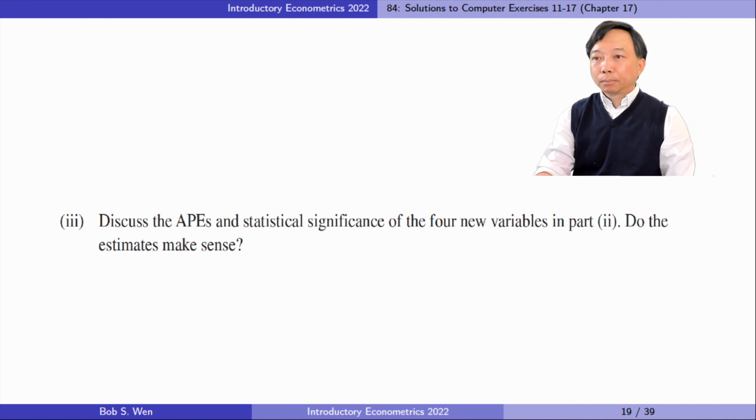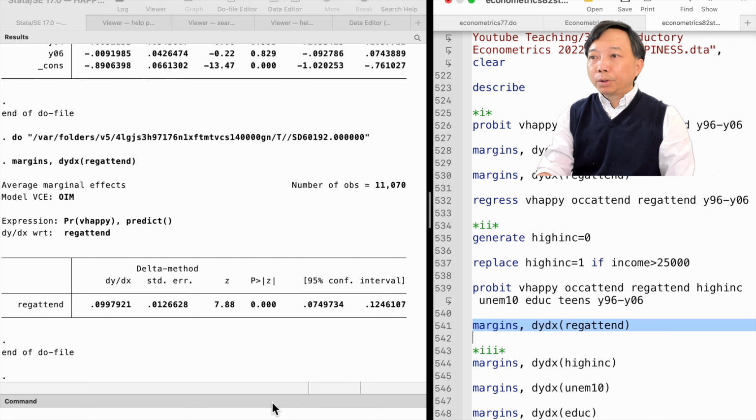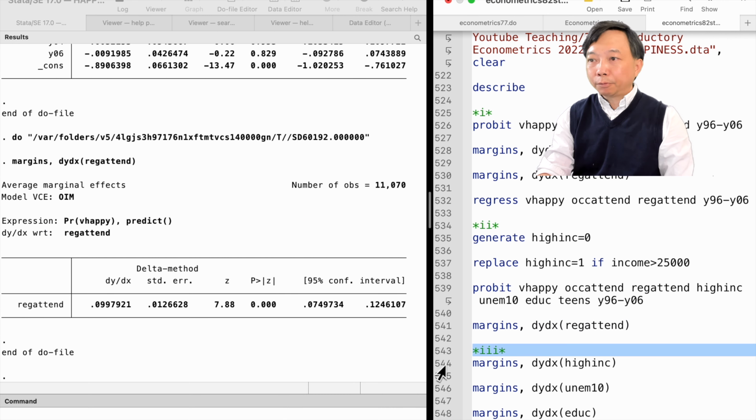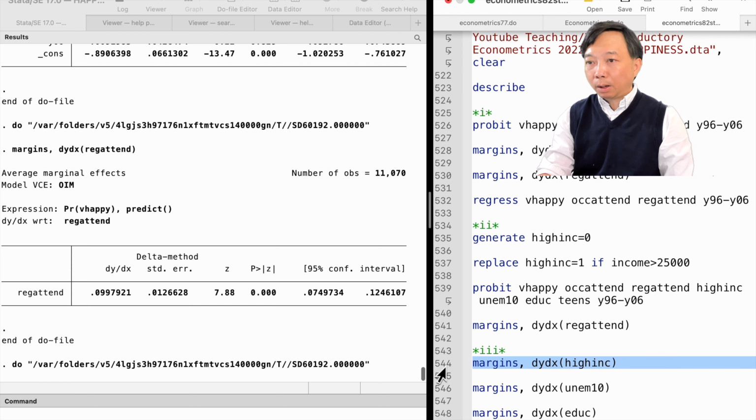In Part 3, discuss the average partial effect and statistical significance of the 4 new variables in Part 2. Do the estimates make sense? We use the margins command and the dydx option for the 4 new variables one by one.